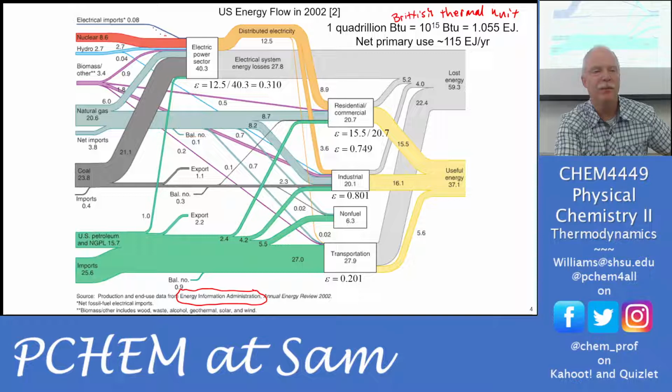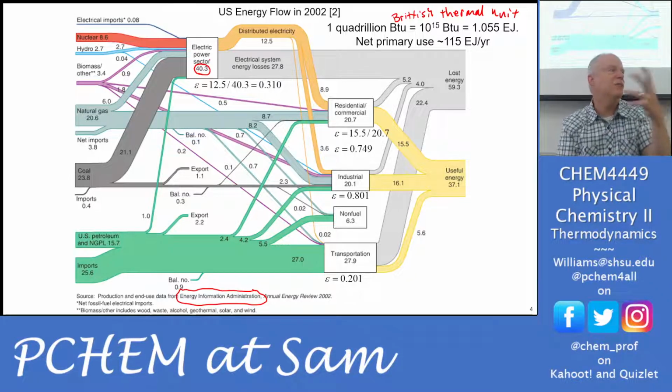And then electrical imports, like if you live in a border town with some other country, you might import some electricity from that other country. And so that's 0.08. So our electrical power sector brings in 40.3 exajoules. So that's what our consumption is in terms of our power grid, 40 exajoules.